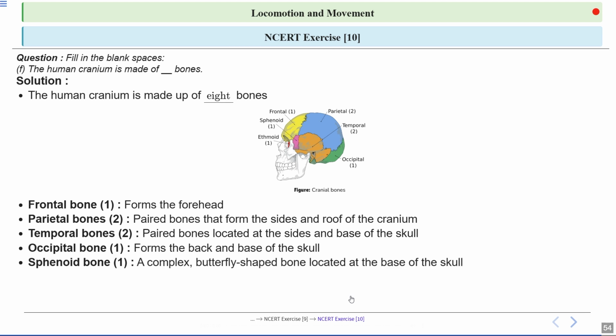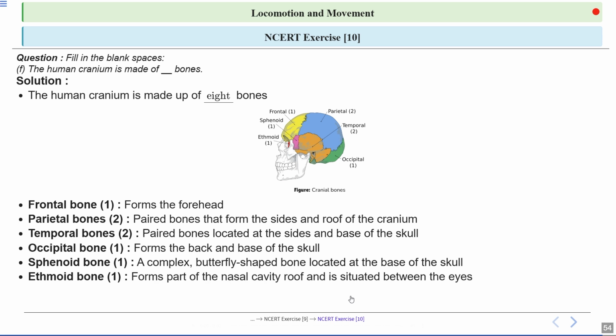Moving on, we have the sphenoid bone. This is a single butterfly shaped bone located at the base of the skull. It is very complex and helps connect several other bones together, acting like a keystone in an archway. Moving on to the ethmoid bone, which is one in number, it forms part of the nasal cavity roof and is situated between the eyes.